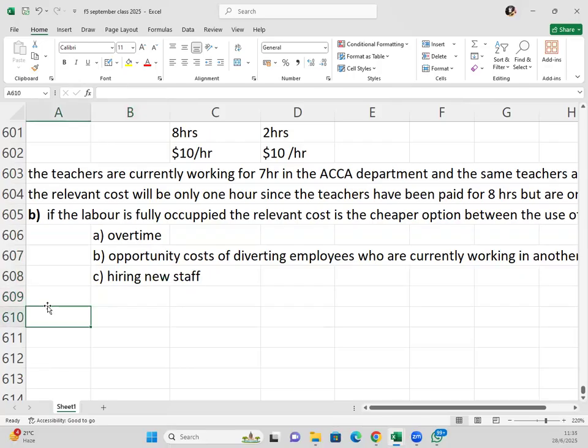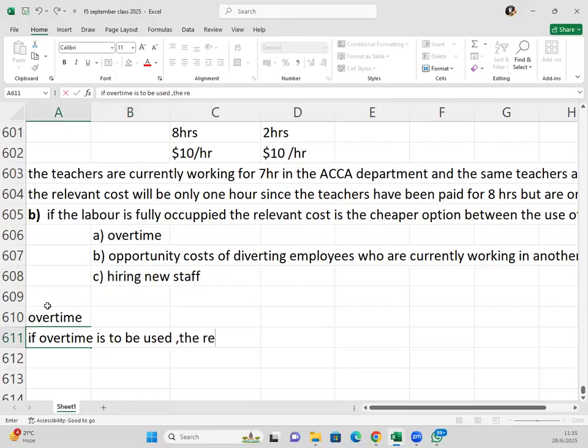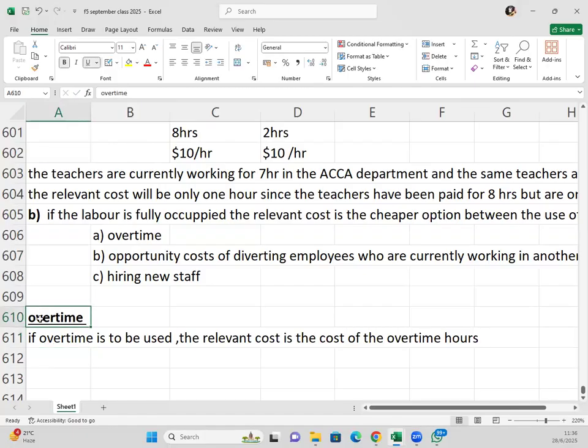Let's start with overtime. If labor is fully occupied, meaning there aren't spare hours available, we may need to use overtime. If overtime is used, the relevant cost is the cost of the overtime hours. We have to calculate how many hours we need as overtime, then the cost of those overtime hours is relevant. I'll look for a question to demonstrate this.